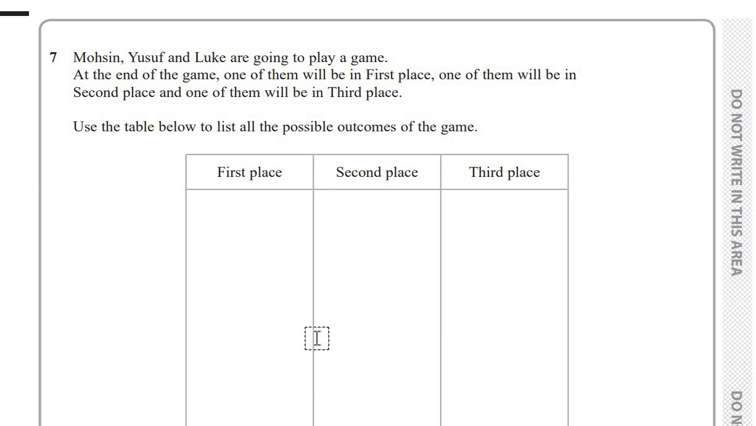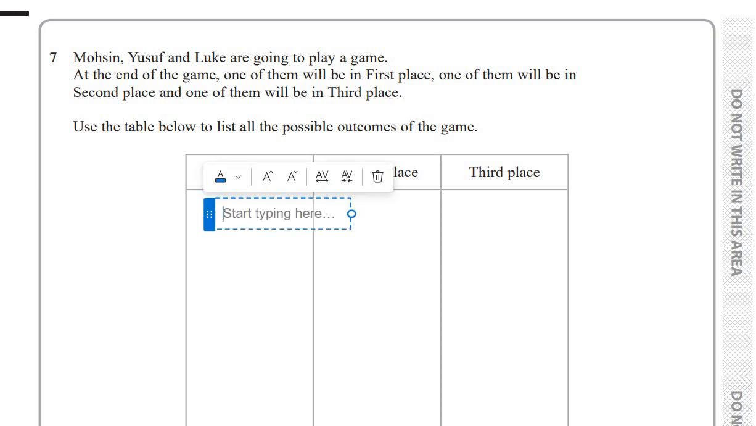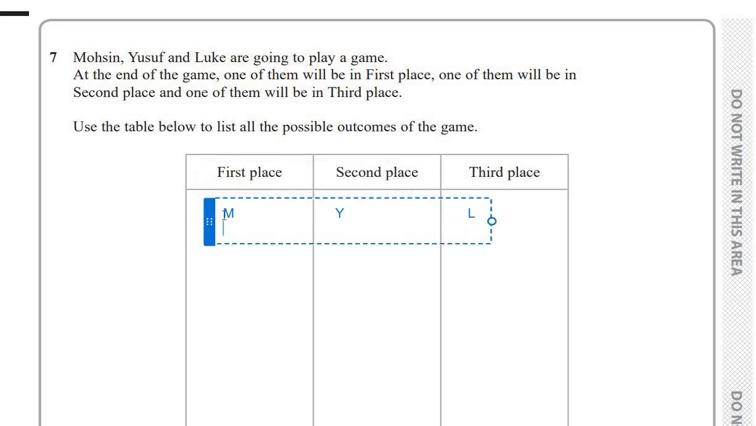Here we have to make a list of all possible outcomes of the game where these 3 people are going to play. Well, it could be that Mohsin takes the first place, and then we can say that maybe Yusuf can be second and Luke can be third. Another combination could be M, L, Y.